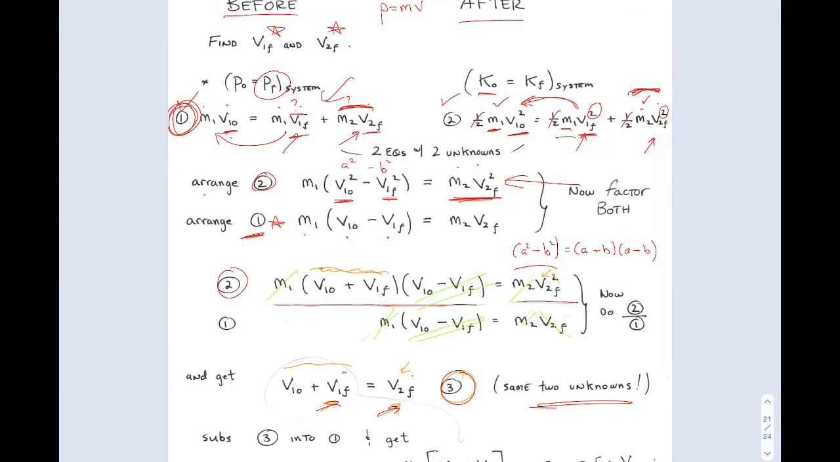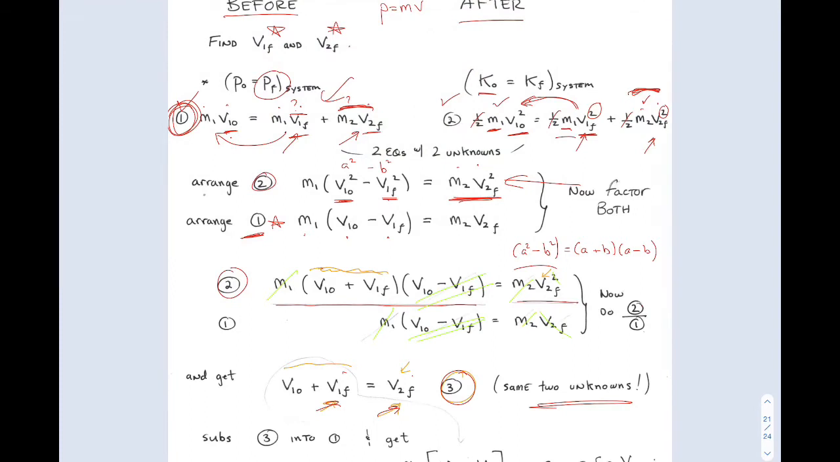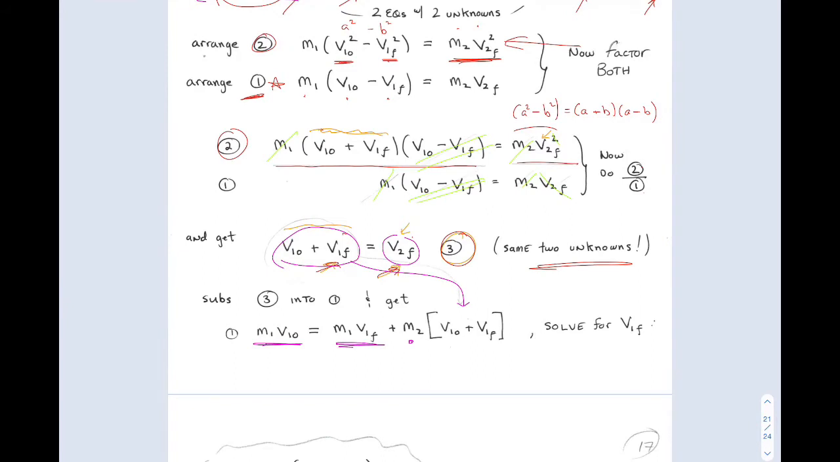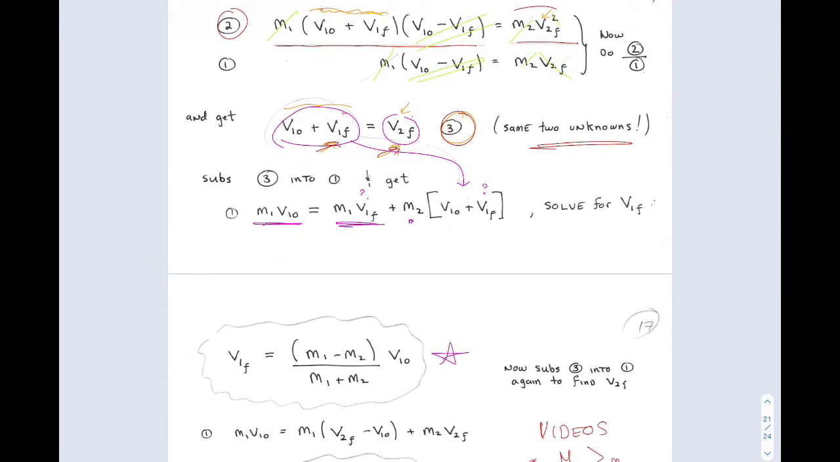So what I did is I substituted equation 3 into number 1. So right here, in number 1, where I have my V2 final, I put this. So here's equation number 1. I have M1 V1 initial, M1 V1 final, there's my M2, and right here where I have V2 final, I put in that stuff right there. Now you have everything in there except for V1 final. So it's just a big mess of algebra. Multiply this out, group like terms, and I solve for V1 final.